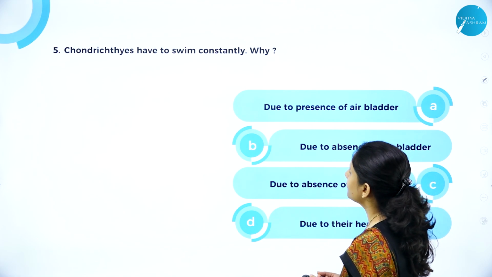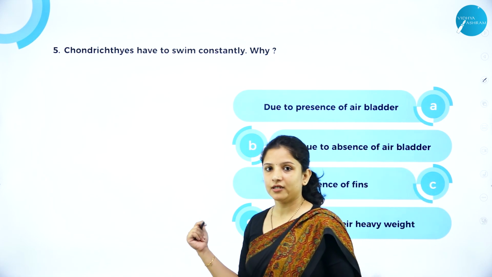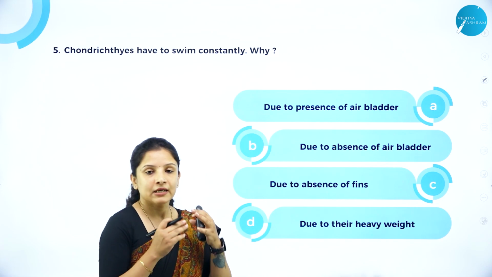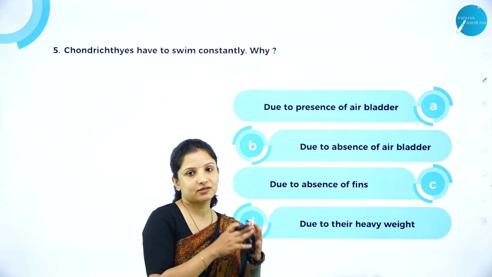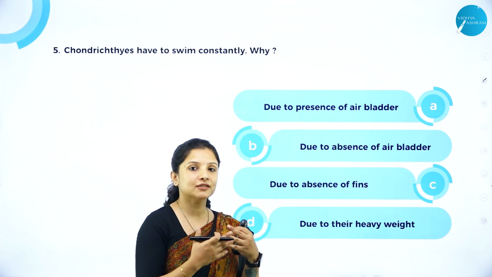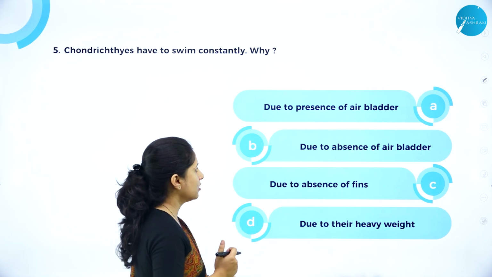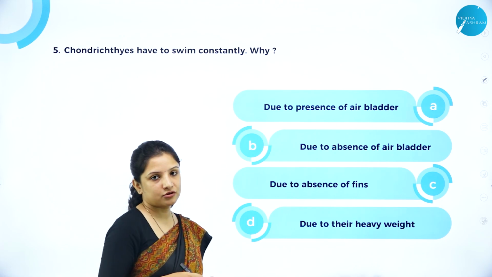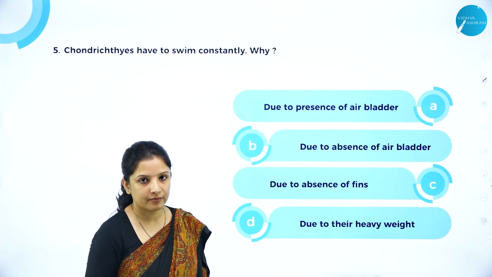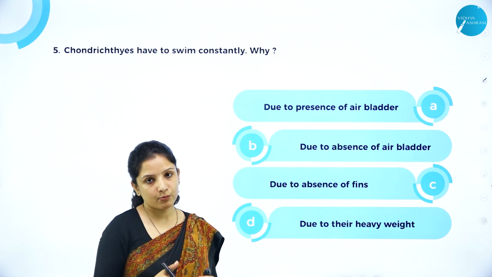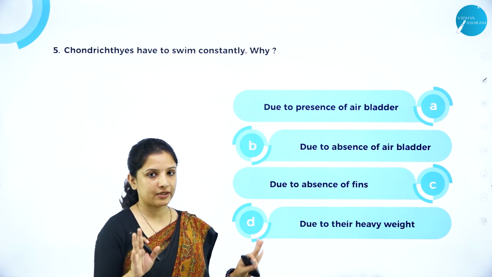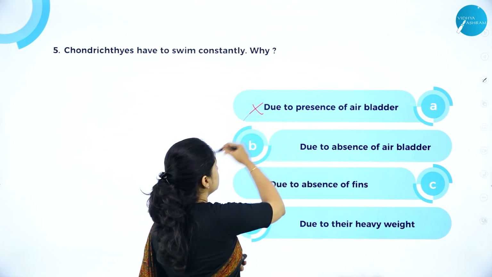Chondrichthyes have to swim constantly. Why? We have learnt about this characteristic which is the major difference between osteichthyes and chondrichthyes, right? So what is the reason why chondrichthyes have to swim constantly? We shall look into it. Due to the presence of air bladder? No, if they have an air bladder, it will give their body buoyancy. So there is no need for them to swim. So therefore this option is not correct.